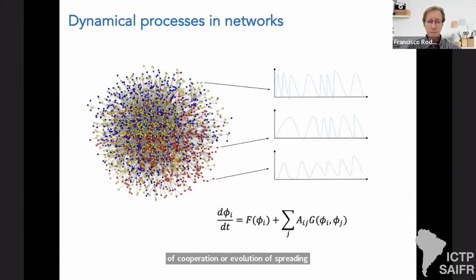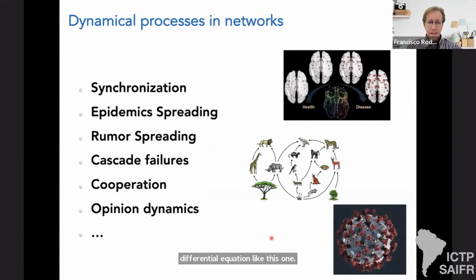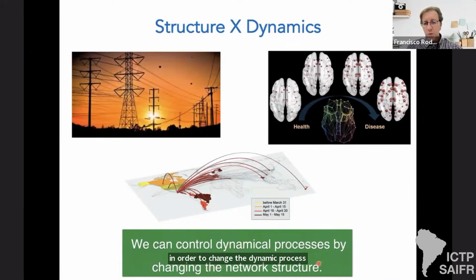So the basic idea is, we have a network. For each node, we associate a dynamical process, which is described by a differential equation like this one, okay? Following this idea, we can have, for example, synchronization, epidemic spreading, rumor spreading, cascade failures, cooperation, opinion dynamics. So we can have different dynamical processes in networks. Basically the idea is to verify how the network influences the evolution of the dynamical process, so that you can change the network in order to control the evolution of the dynamical process. If you know exactly how the network is affecting the dynamical process, what you can do is change the network in order to change the dynamical process, okay? So following this idea, we can control dynamical processes.